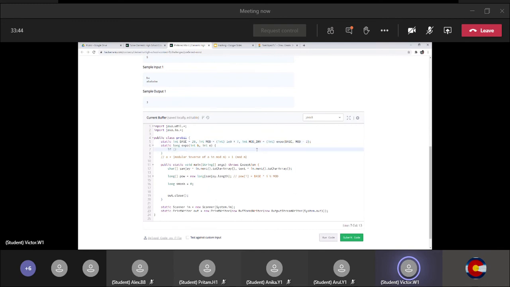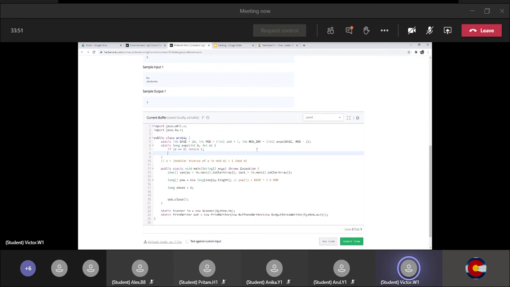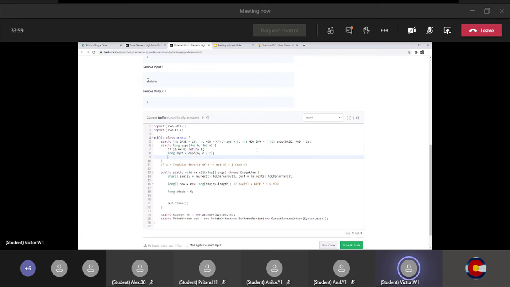Okay, first we need a base case. So obviously if the exponent is 0, then we will return 1, because anything to the power of 0 is 1. And then we're going to take the square root, which is like that. And then here we have to check if e is even, right? Because in the case that e is even, it's pretty straightforward. You just do square root times square root mod.